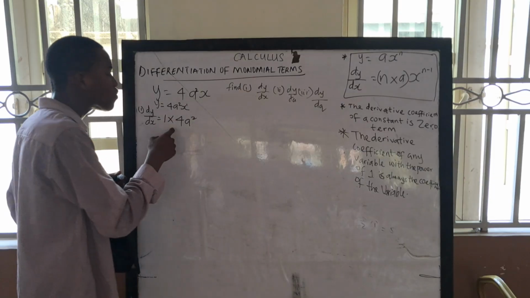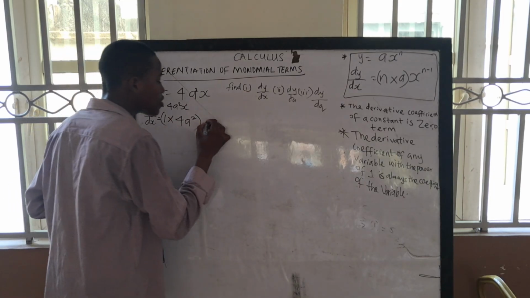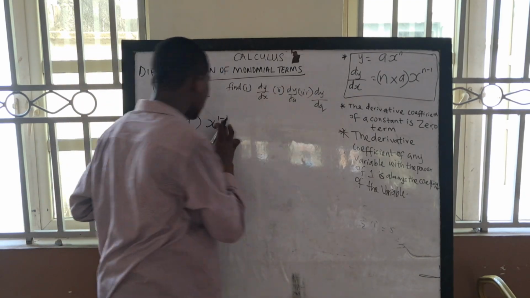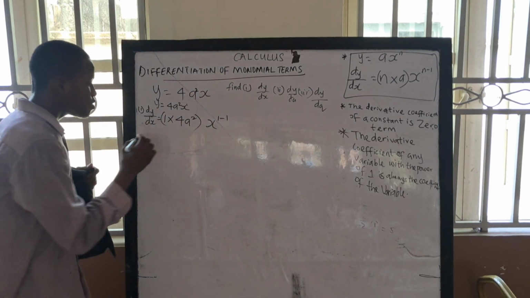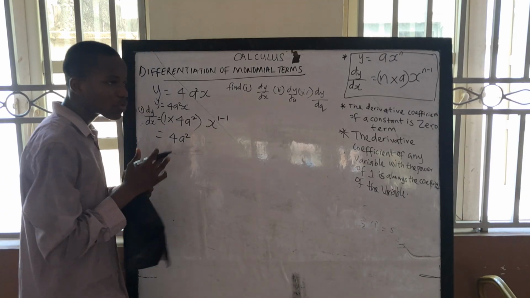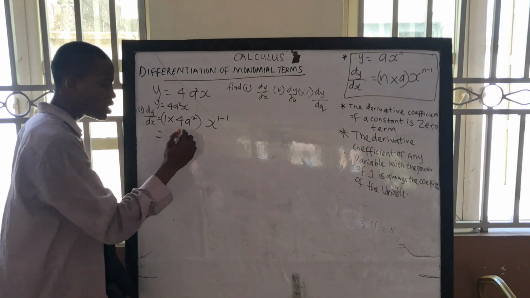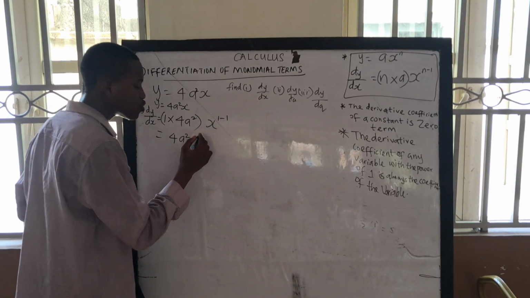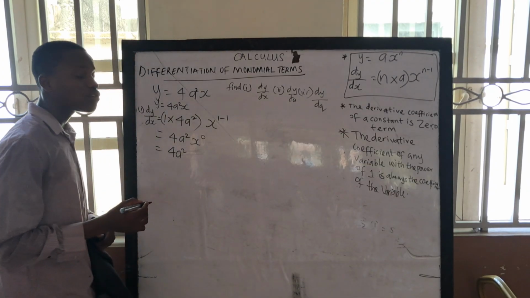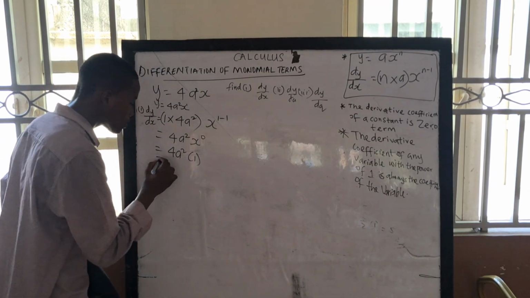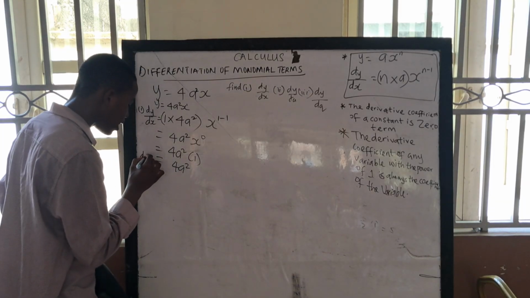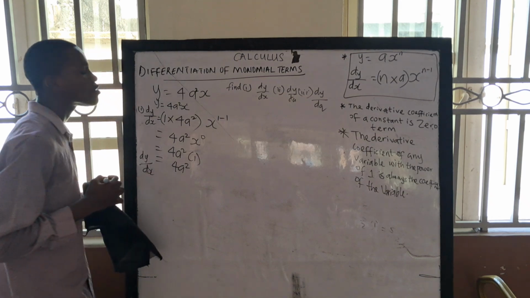So I'm having 1 times 4a squared, x raised to power what? 1 minus 1. Recall, n minus 1. So 1 times 4a squared will give back 4a squared. X raised to power what? What's 1 minus 1? 0. X raised to power 0 is 1. 4a squared times 1 is 4a squared. So this will give me my dy dx.